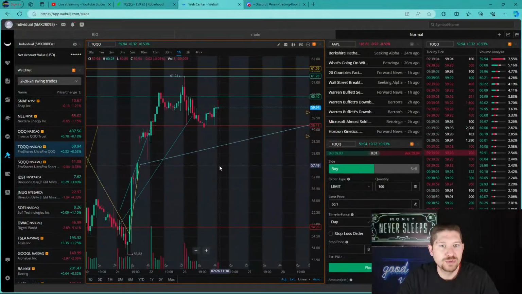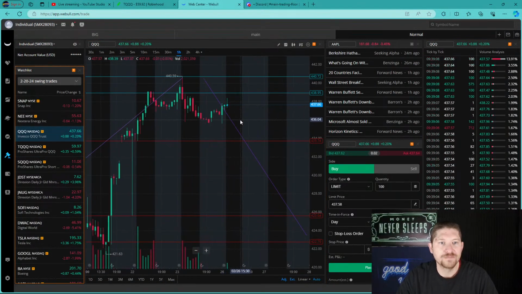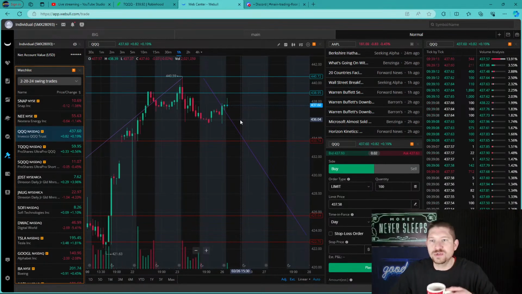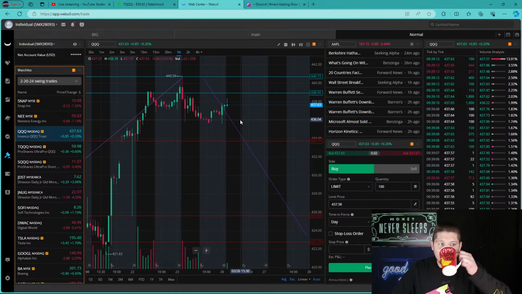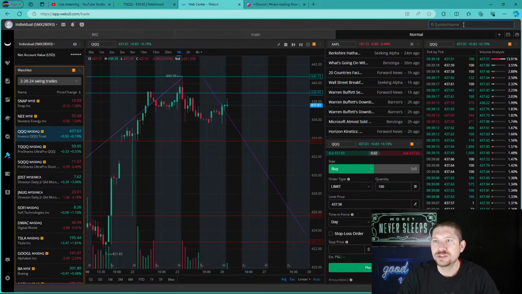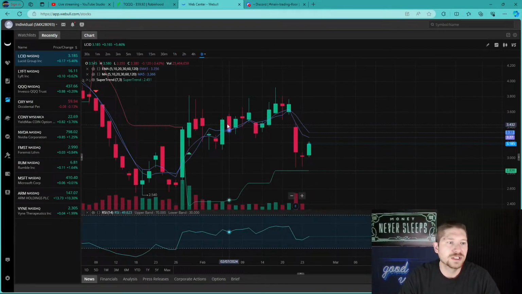All right, now it's showing signs of a pullback here, which is okay. We're going to look at triple Q. Really we're just playing off the day here, seeing what the triple Qs are going to do. Let's take a look at Lucid. Lucid was another one that we were going to look at today that we called out in the Discord.